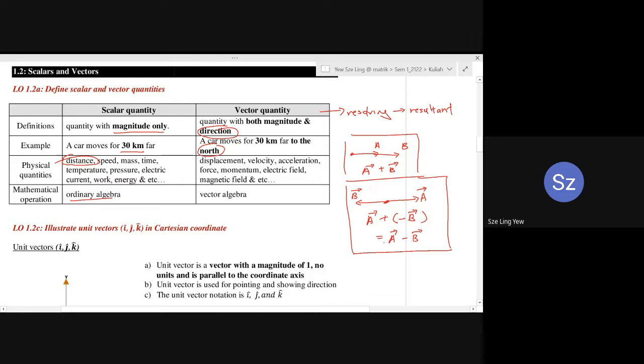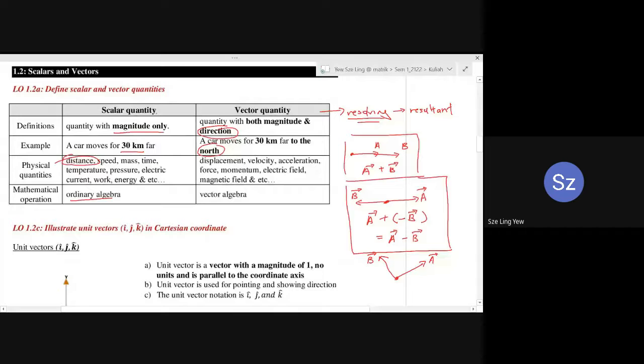Now, if they are moving towards different directions at an angle, so for example, now you have A towards this direction, and then B towards here. And the question asks you to calculate the total of these two vectors. So what are you going to do? Then you have to proceed to something known as resolving vectors. So you resolve them so that these two vectors can lie on the same plane, same component, before you add them up. Right? So that is the main difference between scalar quantity and vector quantity.